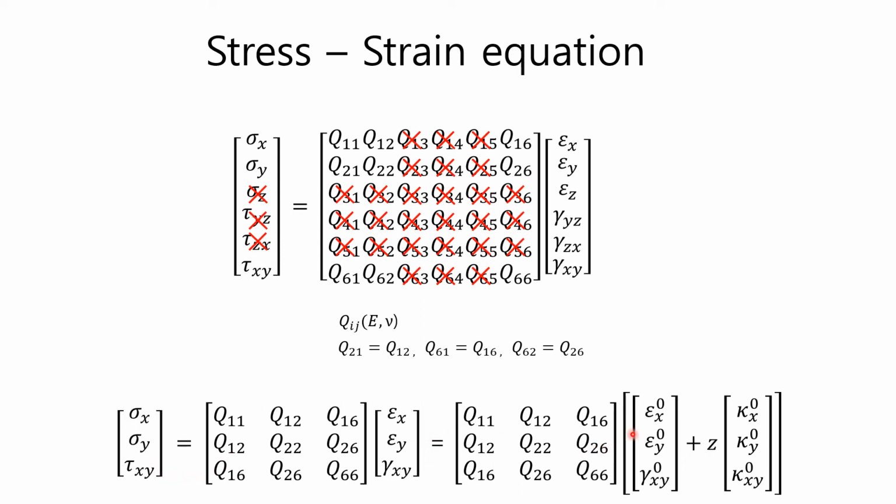Substituting the mid-plane strain and the curvature for epsilon x, epsilon y, and gamma xy, we can calculate the stresses. These Q matrix elements explain why these guys have 6 in the index of their names. Furthermore, because of symmetric properties, Q21 is equal to Q12, Q61 is equal to Q16, Q62 is equal to Q26.